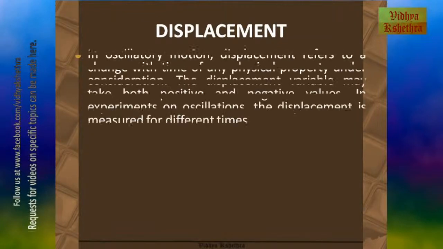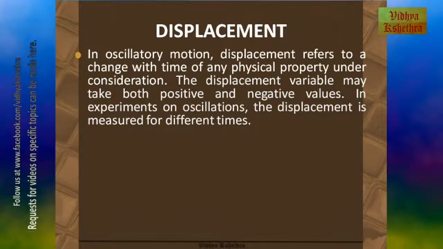Now displacement. In oscillatory motion, displacement refers to a change with time of any physical property under consideration. The displacement variable may take both positive and negative values. In experiments on oscillations, the displacement is measured for different times. In the case of a spring which is fitted to a wall, the displacement is taken as the change in position of the spring from its mean position.